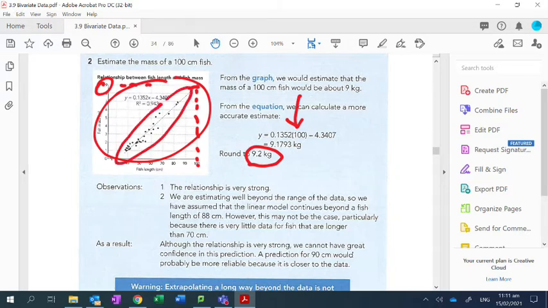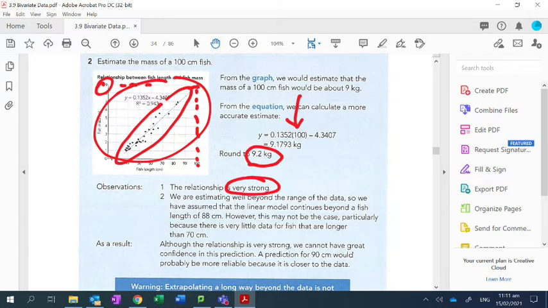The relationship is pretty strong in this one, right? Which means that we can be fairly confident that that number is going to hold true. Yeah? Good job. Okay, so let's talk about what we have. The relationship is weak or strong? Yeah, in this case, very strong.